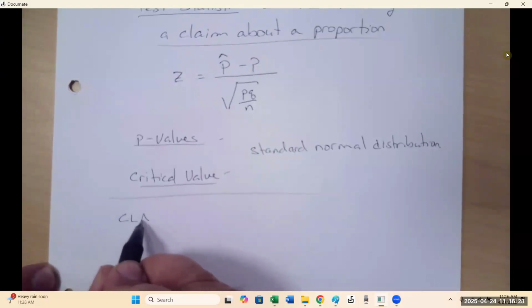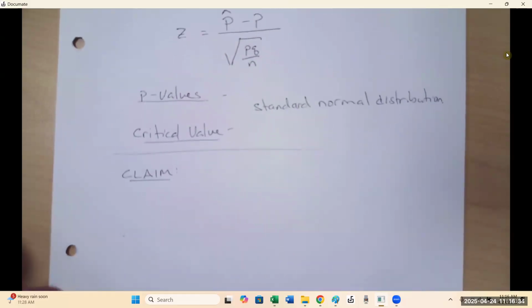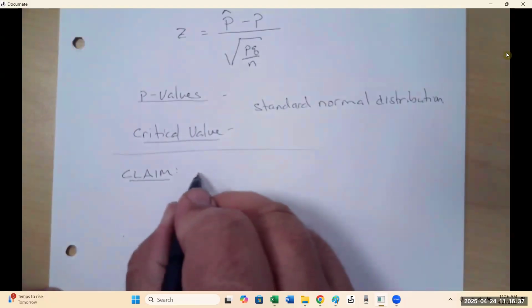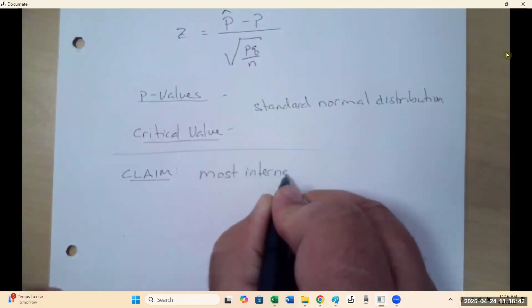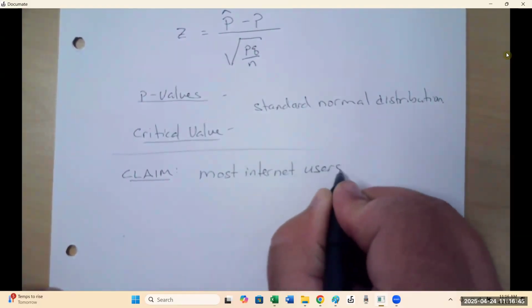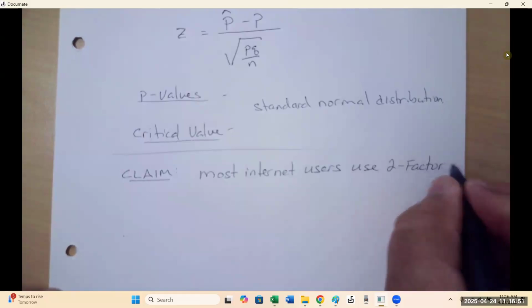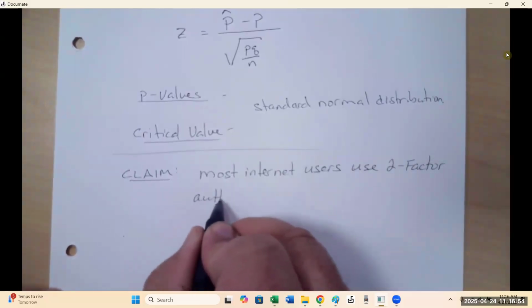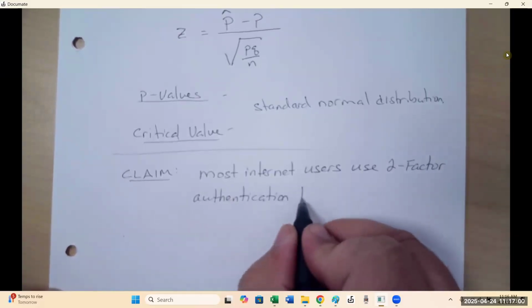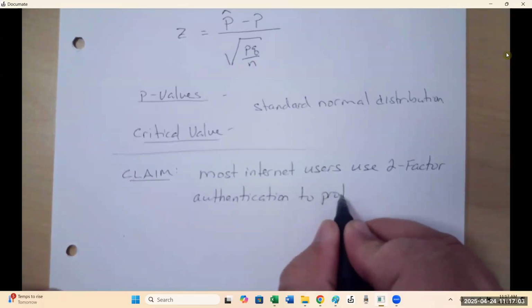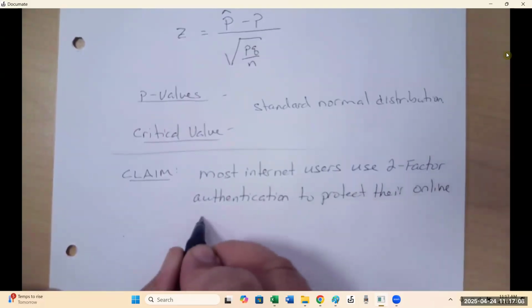And the claim. Here's one. Most internet users use two-factor authentication to protect their online data.